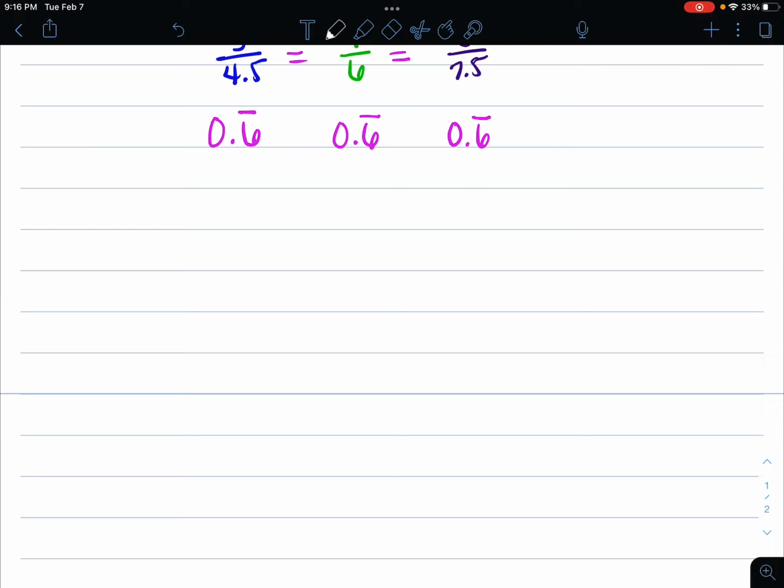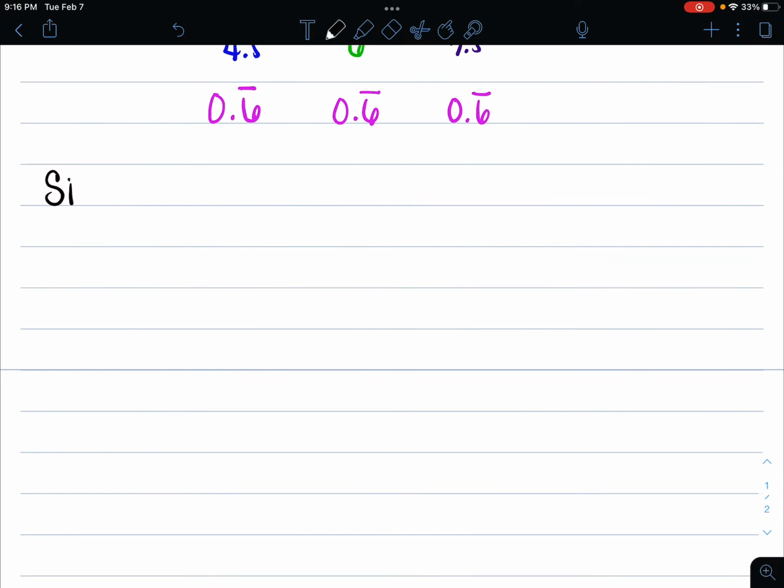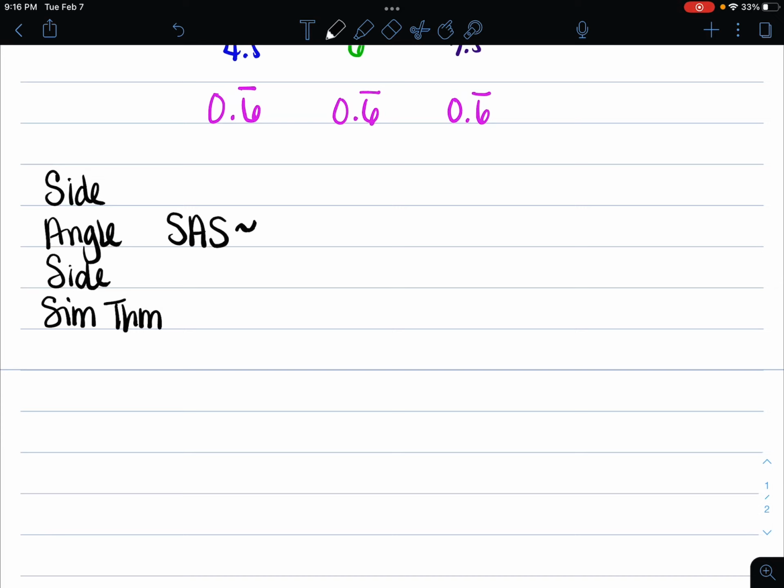The last one, again, very, very similar to what we've done before. This one is the side angle side similarity theorem. Again, when we abbreviate this one, we can use SAS, but we have to put that little wavy line behind it because we're making sure the reader knows we're talking about proportionality or similarity and not about congruence.